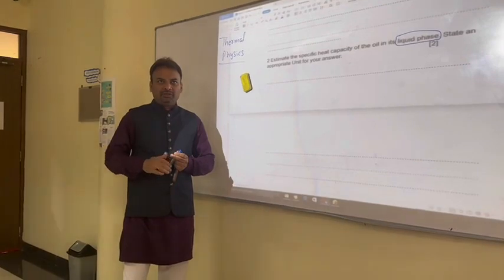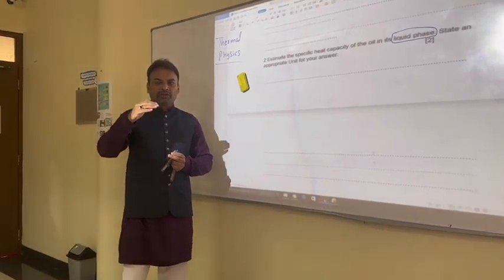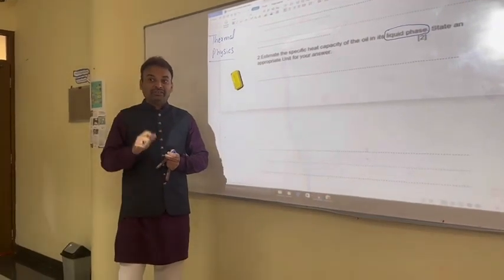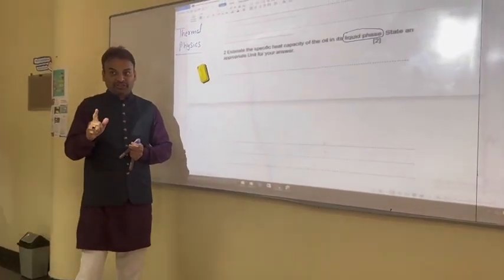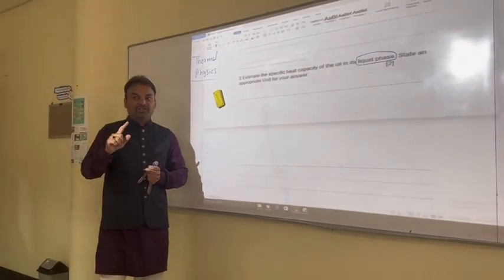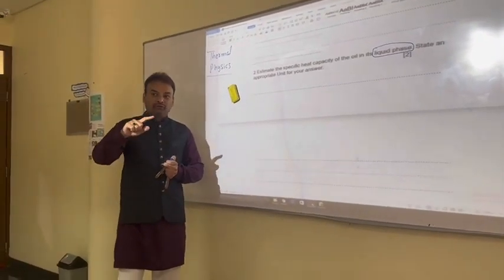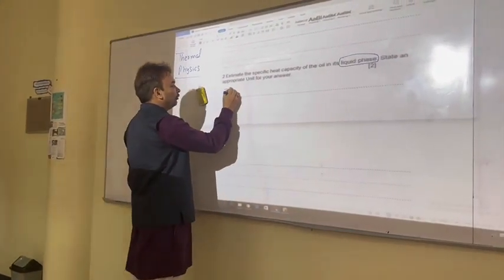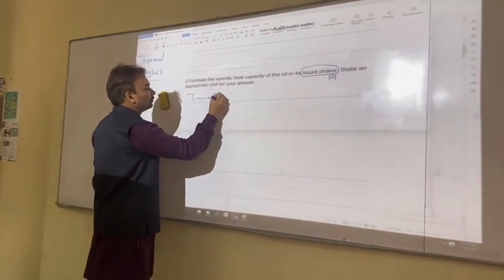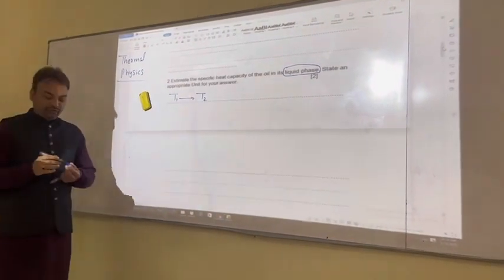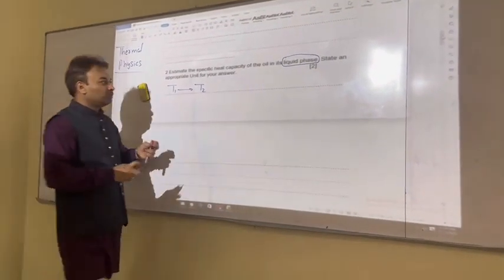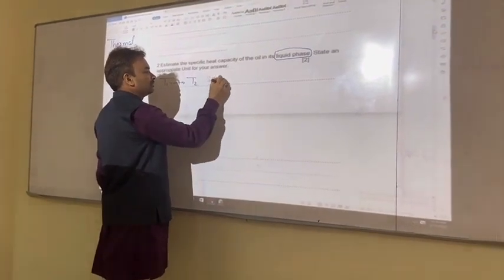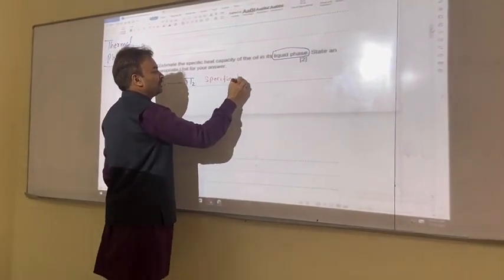Specific heat means we are changing the temperature. When we are changing the temperature, then we use the term specific heat. Right? The temperature can change from higher to lower or from lower to higher. So when there is a change in temperature from T1 to T2, then we use a term that is called specific heat capacity.